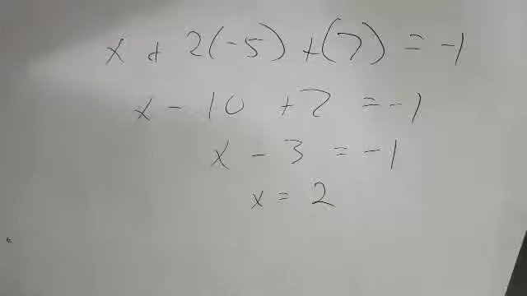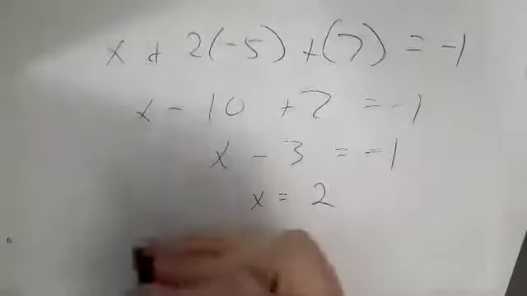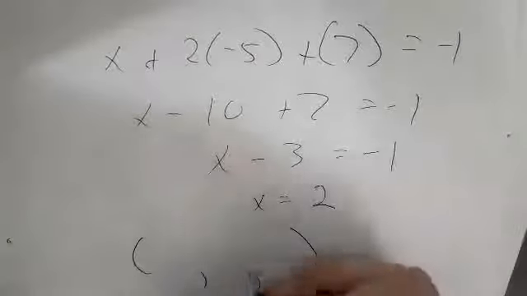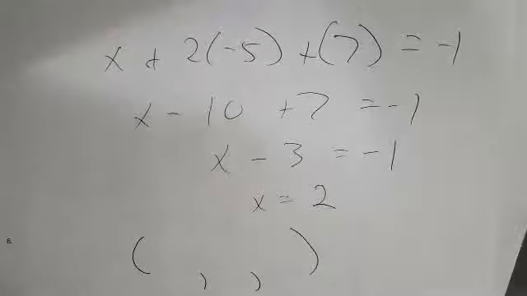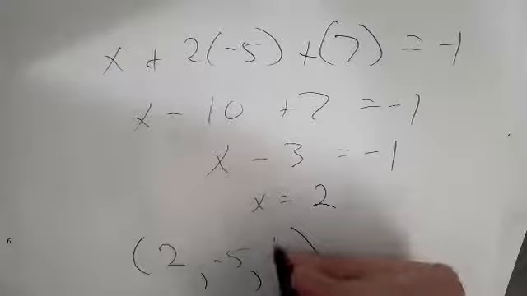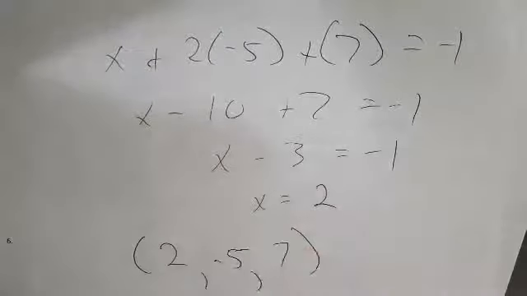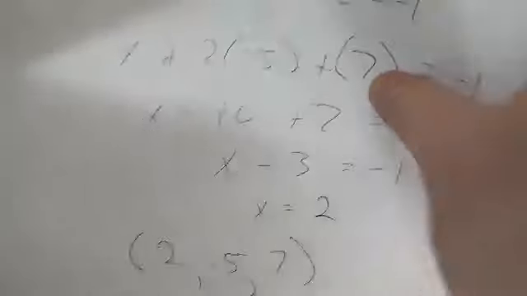all, credit. But you really should do what with this? You should really put it in X, Y, Z form. Yeah. So we go 2, we go minus 5 and 7. Okay. Cool. 2, minus 5 and 7. That's it.